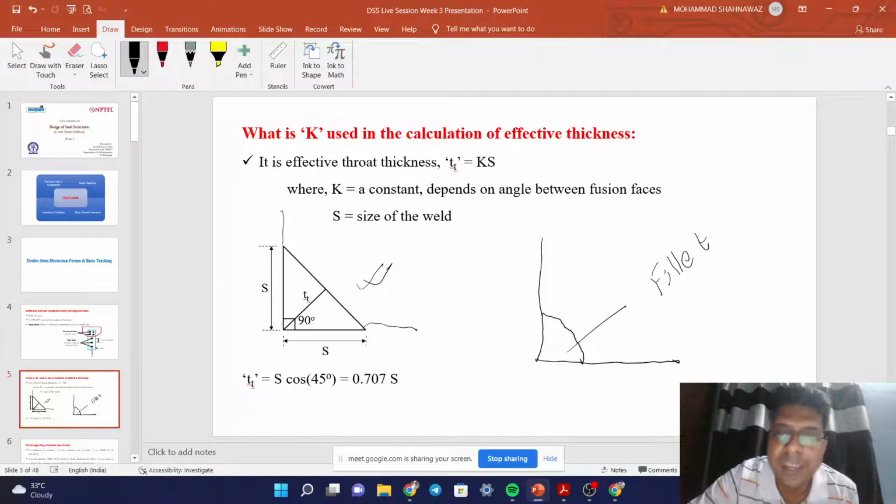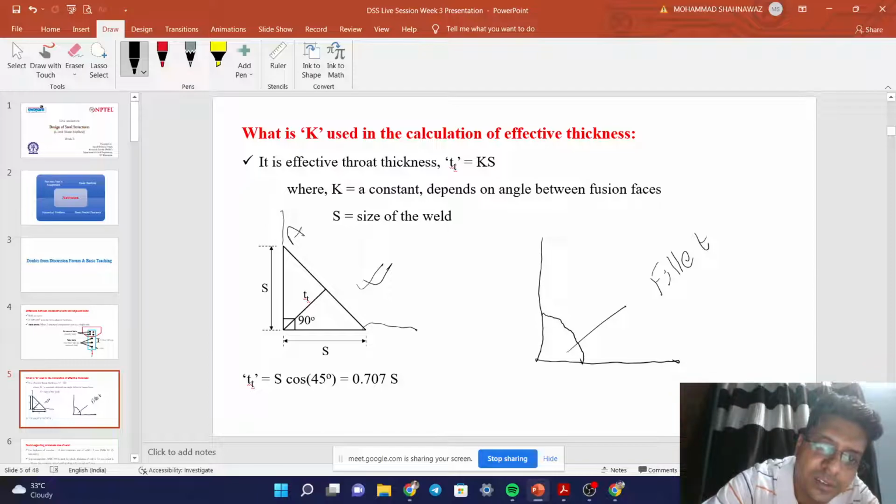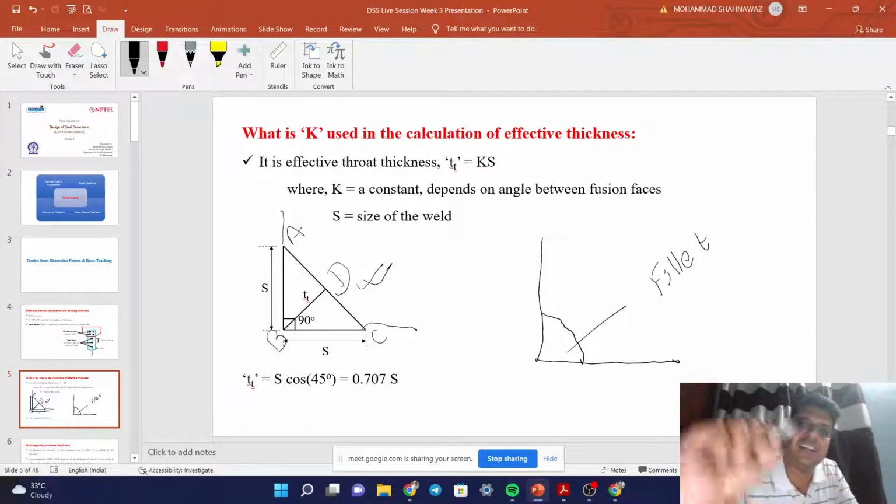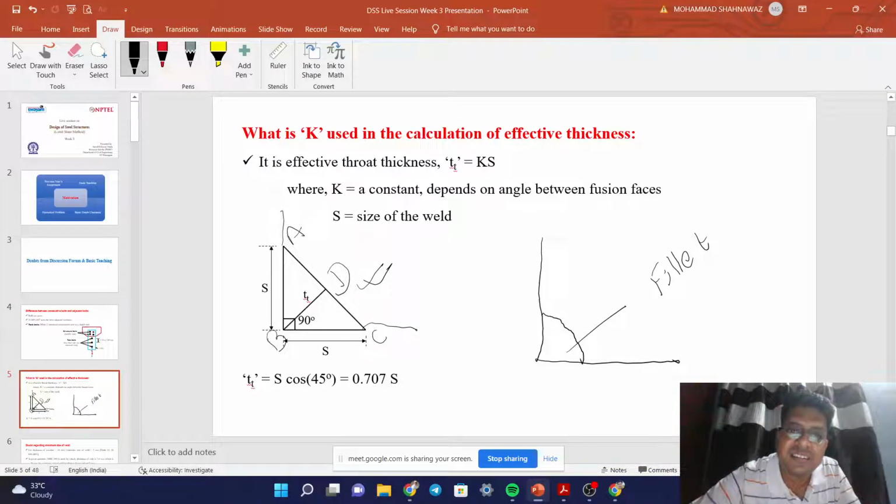When we are talking about throat thickness, let me name these points A, B, C, and this is D. Basically this BD is our throat thickness, about which we are concerned. We report that this BD is equal to K into S, where K is a constant which depends on the angle between fusion faces, and S is the size of the weld. Here on this face this is S and here it is S. So these are the sizes of the weld and this is the throat thickness.